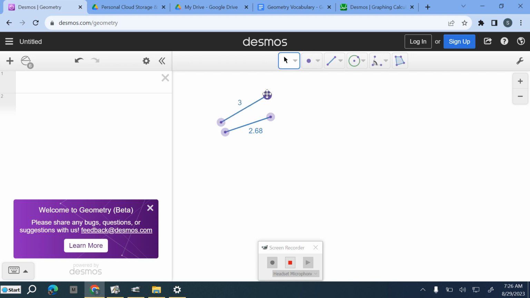Do they have to be side by side? Nope. I just need them to be the same length. I need them to be congruent. I need them to be equal in length. And there's my congruent segments. They're congruent.